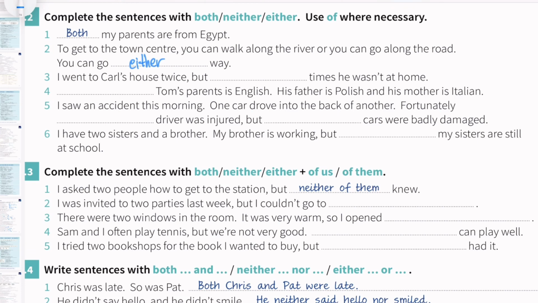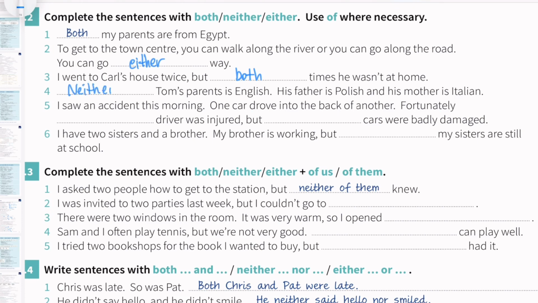Then number 3, I went to Carl's house twice, but both times he wasn't at home. You see, I went to Carl's house 2 times, twice, but both times he wasn't at home. Both. Number 4, neither of Tom's parents is English, his father is Polish, and his mother is Italian. It means that neither of his parents is, we have to use neither of Tom's parents.